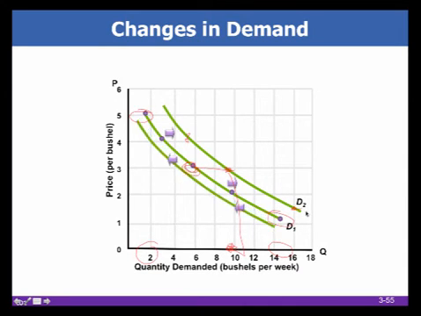Likewise, when the scientists come out and they say that corn causes cancer, well now, even if corn remains the same price, I'm going to buy less corn because I don't want cancer. So now, I'm not going to eat any corn, right? I'll turn it into ethanol and I'll put it in my car, but I'm not going to purchase it as food.